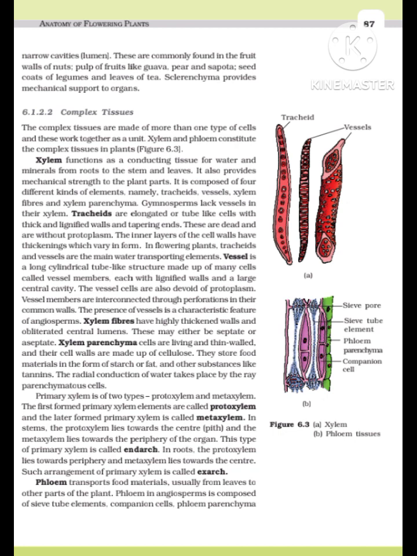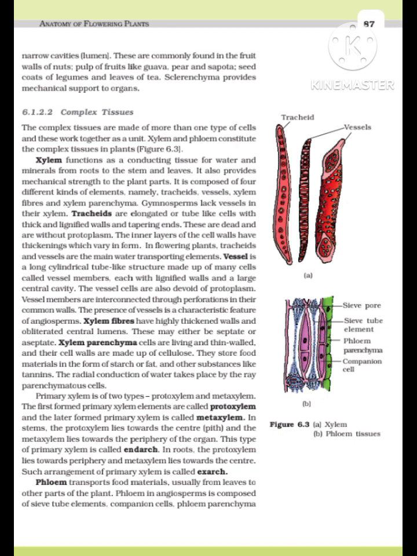narrow cavities (lumen). These are commonly found in the fruit walls of nuts, pulp of fruits like guava, pear, and sapota, seed coats of legumes and leaves of tea. Sclerenchyma provides mechanical support to organs.